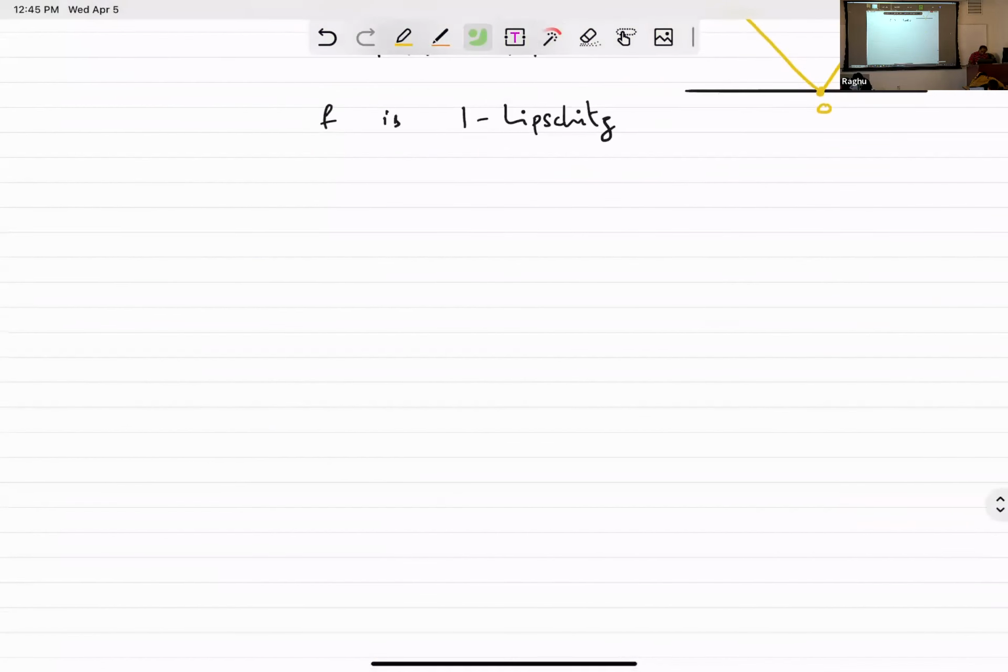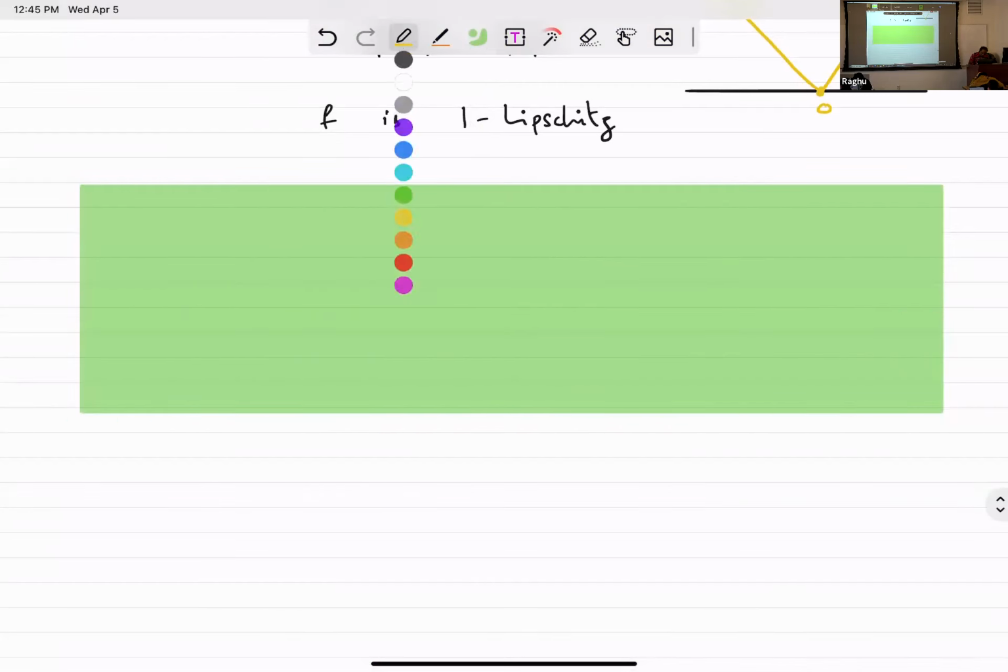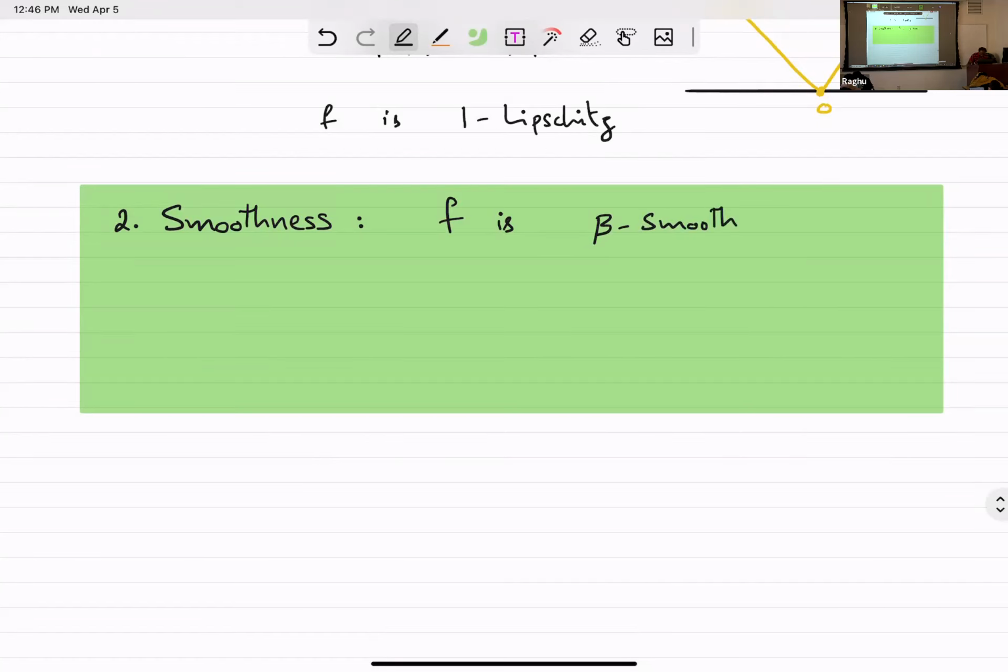So this motivates the next definition, which is smoothness. Not only do we want the function to not change much, but a nicer property that would be useful is to say the gradient also doesn't change much. Okay. So this is smoothness. Now we say f is beta smooth if for all x comma y, essentially the gradients are Lipschitz.